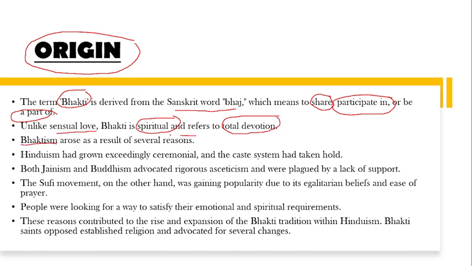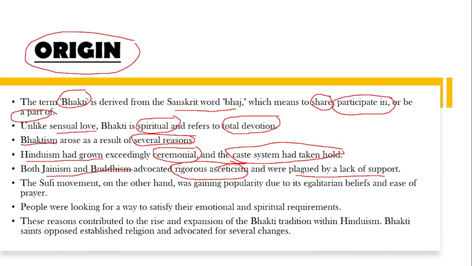Bhaktism arose as a result of several reasons. The first reason was that Hinduism had grown exceedingly ceremonial, and the caste system had taken hold. The ceremonials were costing so much for the common man, and it was very difficult for them to perform these ceremonies. The caste system had become very rigid. Both Jainism and Buddhism advocated rigorous asceticism and were plagued by a lack of support. People were also not able to go to Jainism and Buddhism because they advocated rigorous asceticism, which was not possible for a family man to cope with. Also, there was a lack of support from the kings and other common people at that point of time.